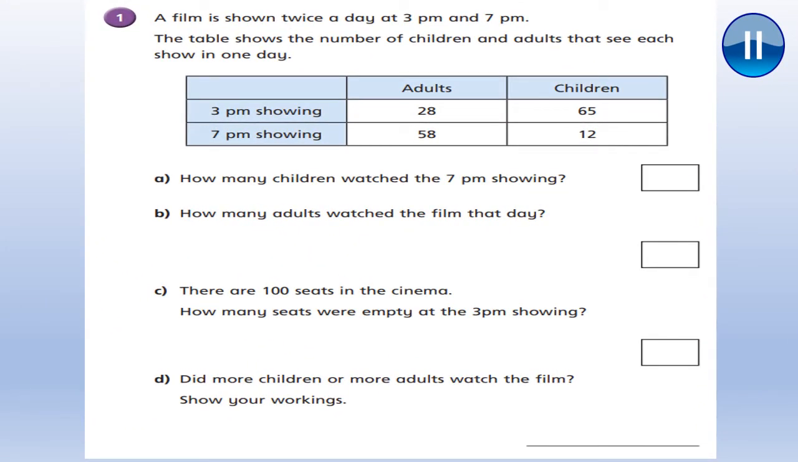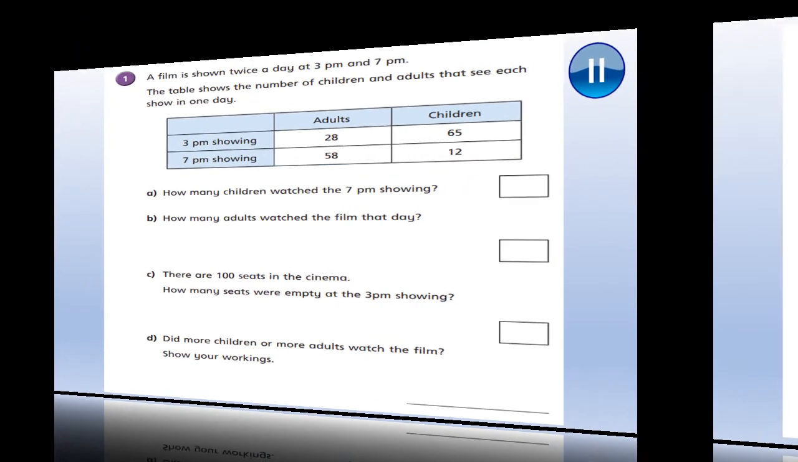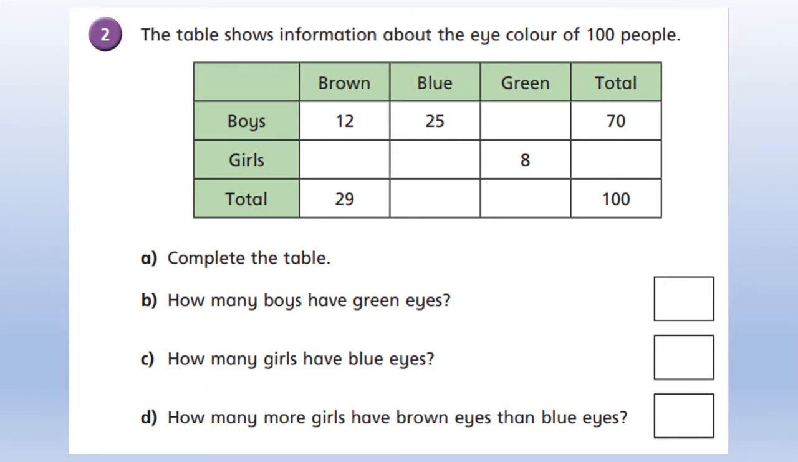Now answer the following questions using this table showing how many adults and children watch a film in one day. This table shows information about the eye colours of 100 people. Again, some of the information is missing. Take care to use the information given to find the missing answers and to answer the following questions.